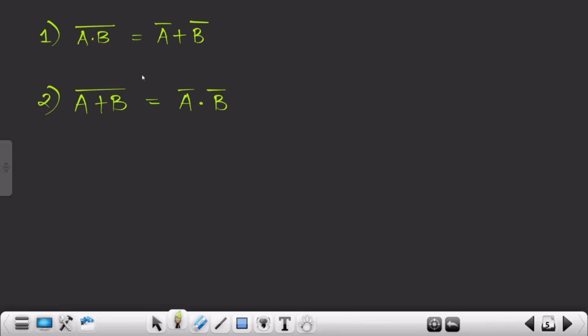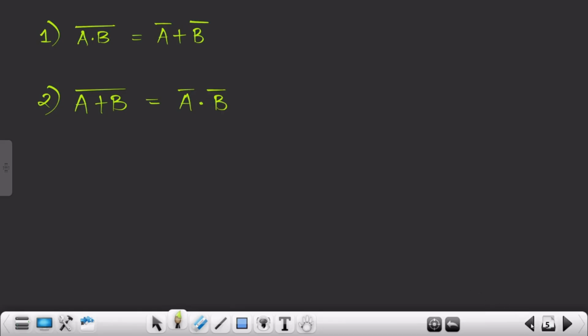But the point to notice is that when you take the complement of the whole term which is multiplied, A into B the whole bar, on the RHS side you get addition of single complemented variables. A is single, B is also single, and they are complemented differently. And here, A plus B the whole bar is equivalent to the single complement of A into the single complement of B. I hope you are getting my point.